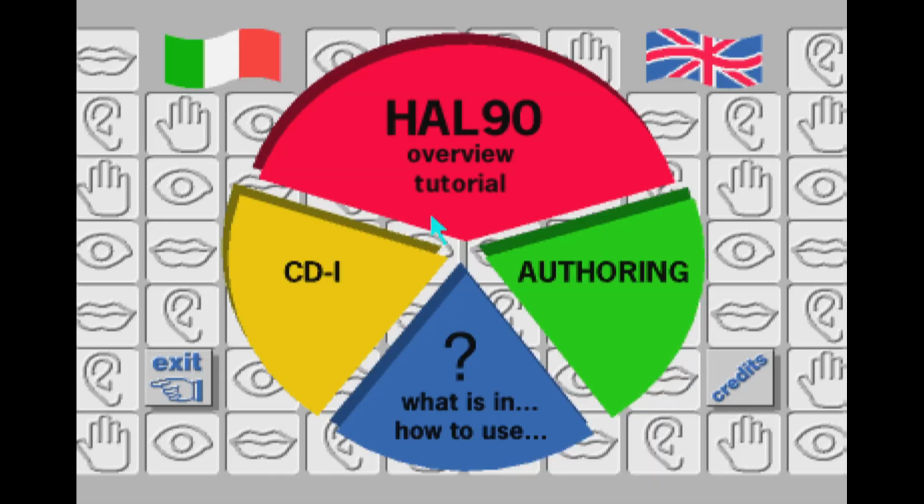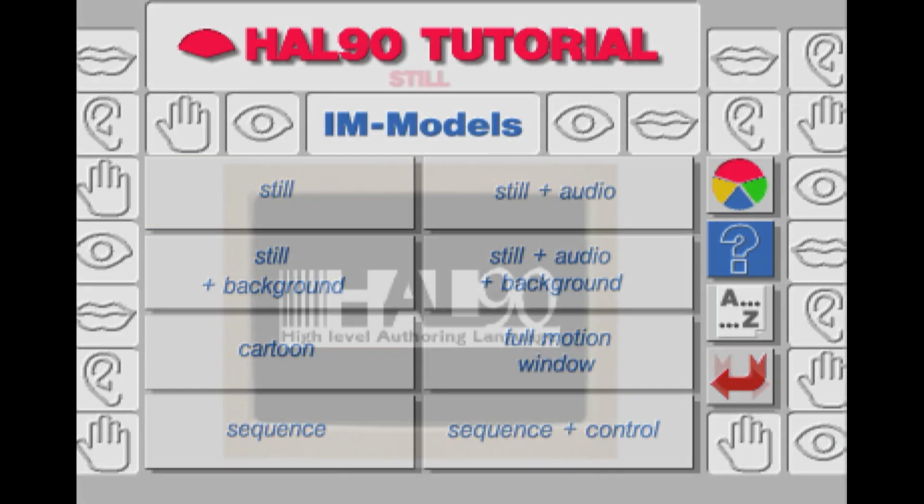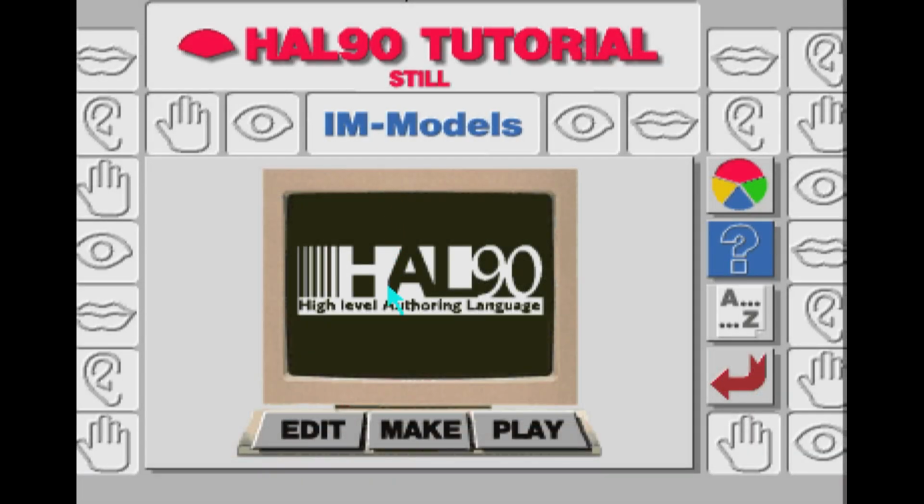Explore the screen to find the hidden hotspots. In this simulation, by clicking onto the Edit button, you can see the HAL code of the IM model selected in the previous menu and listen to the explanations on its particular syntax.